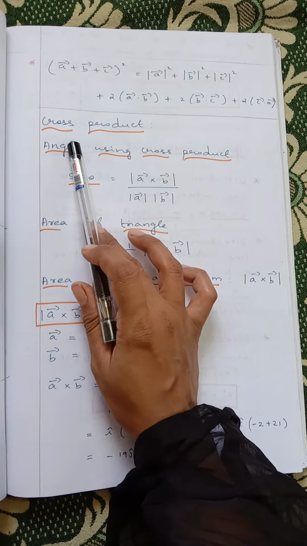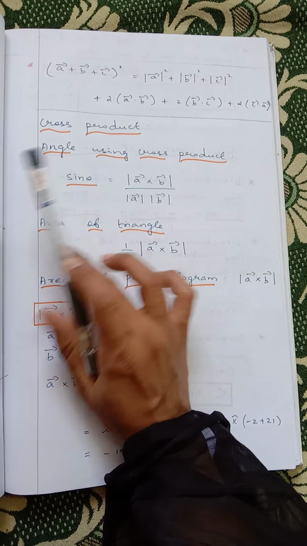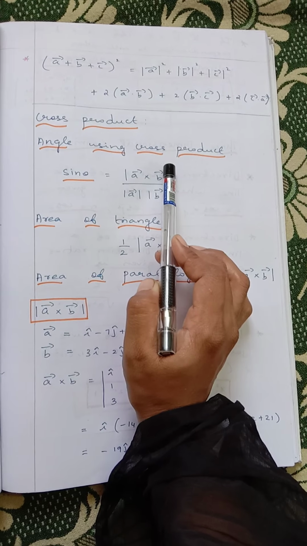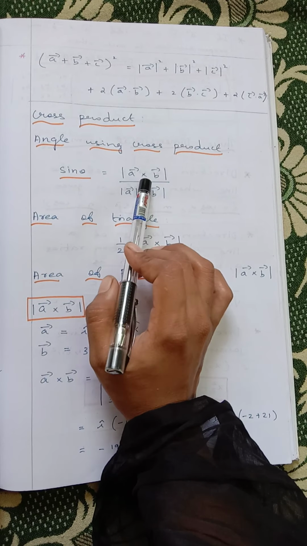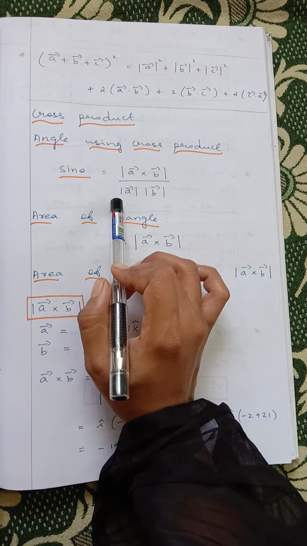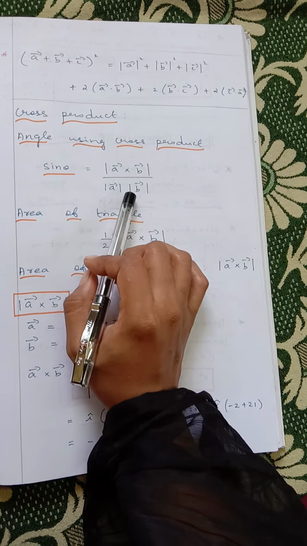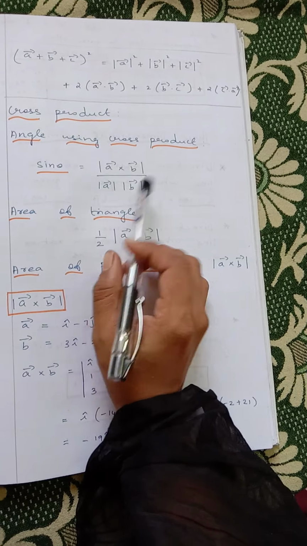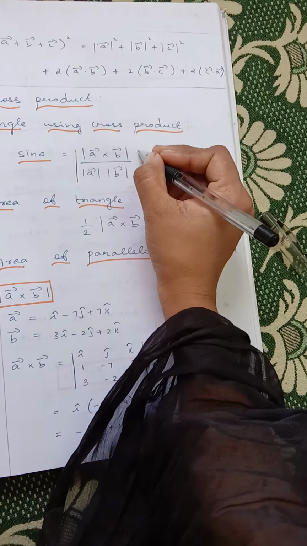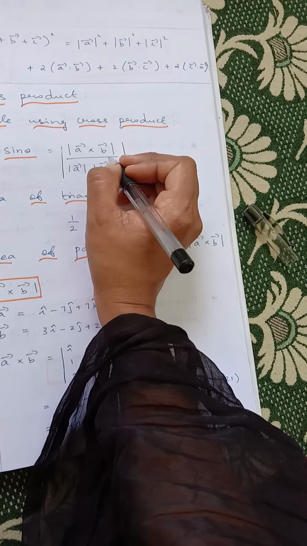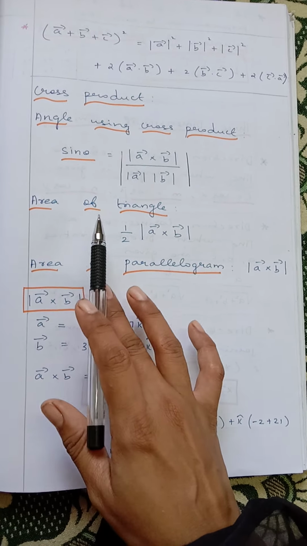The next one, we are going for cross product, angle using cross product. Dot product means we are using cos theta, cross product we are using sin theta. Sin theta is equal to magnitude of a vector cross b vector by magnitude of a vector, magnitude of b vector. This is your sin theta formula, right? You will find the cross product, then you can find the angle. It's very simple only.